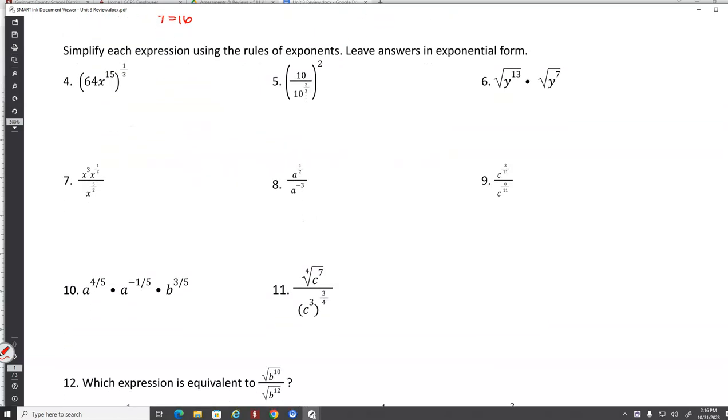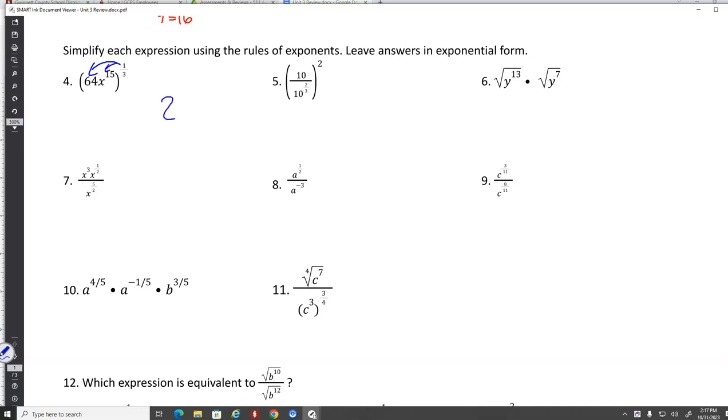All right, moving on. Simplify each expression using the rules of exponents. Leave your answer in exponential form. Now, a lot of students have struggled with example 4 and example 5. Okay. Now, we should remember the rule that anytime we raise anything in parentheses to another power, that 1/3 will be distributed to both.